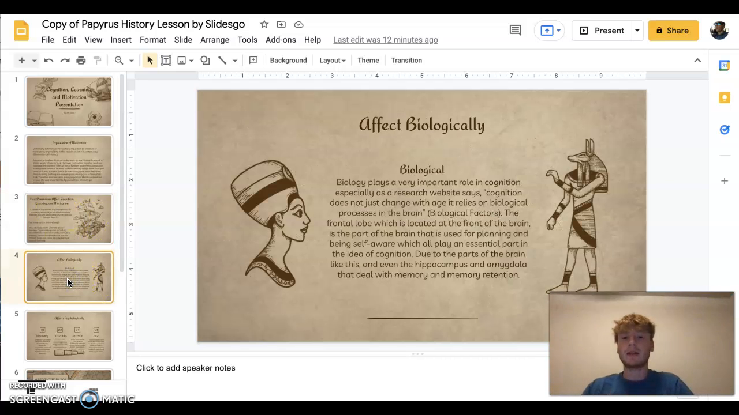So how do these get affected biologically? Biologically, there's a lot of parts in the brain that deal with the learning process. As this research website that I looked at says, cognition does not just change with age, it relies on biological processes in the brain. So places like the frontal lobe, the hippocampus, and I'm going to say this wrong, but the amygdala, which both of those last two deal with the memory, and the frontal lobe deals with more of the planning and the self-aware part of learning.